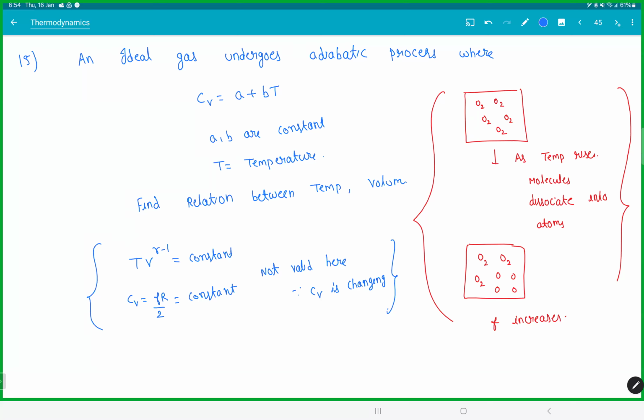Put a value and check. What value will you put and what will you check? Saying it is easy. You should take B as 0. Then what happens? If B is 0, CV is constant. Then you should get back the standard equation. Now in the options, put B as 0 and see which one gives you TV power gamma minus 1. That is what I mean by guessing.